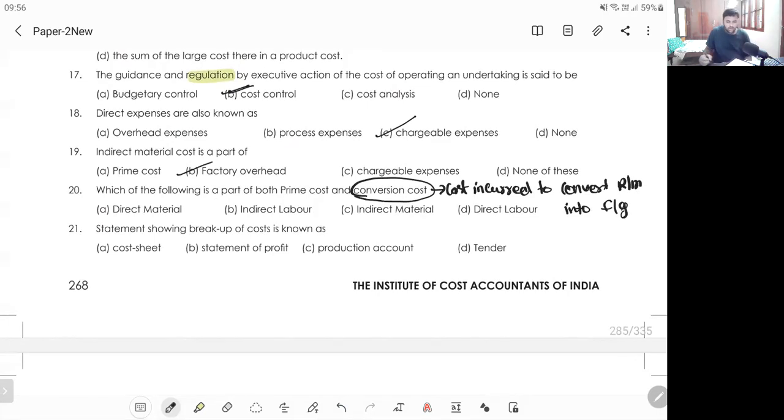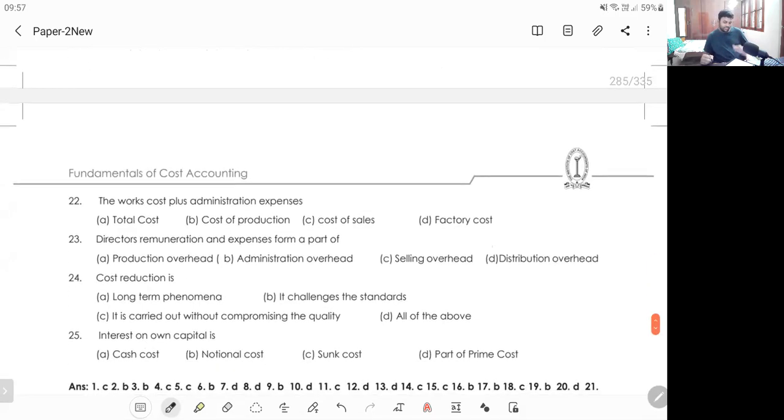What are the costs incurred to convert raw material into finished goods? Labor and expenses. So direct labor. Next, statement showing breakup of cost. Cost sheet. The works cost plus administration cost, we're saying the sum of works cost and administration cost is cost of production. Director remuneration comes under administration. Cost reduction is a long-term phenomenon. It challenges standards, everything. Interest on own capital is notional cost.